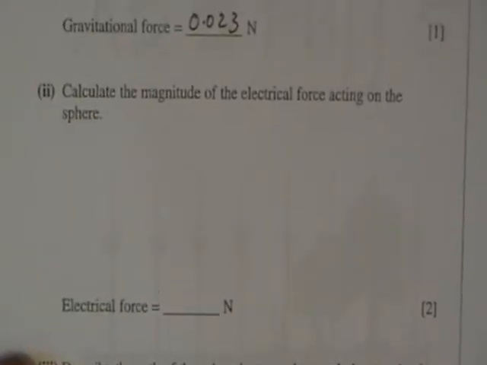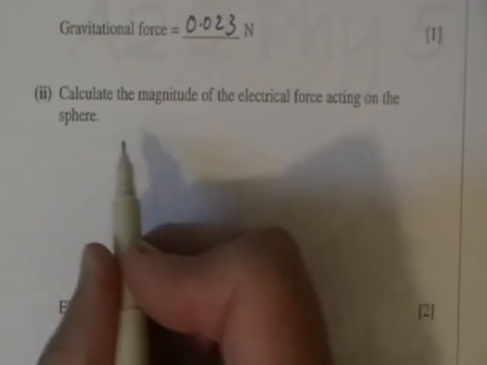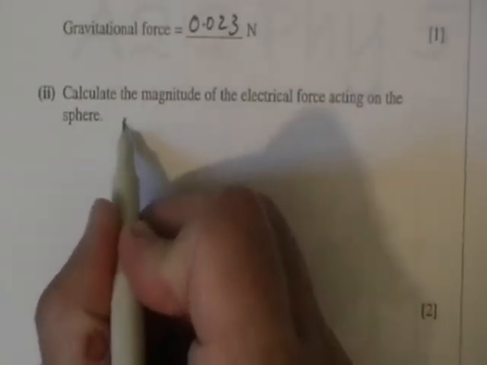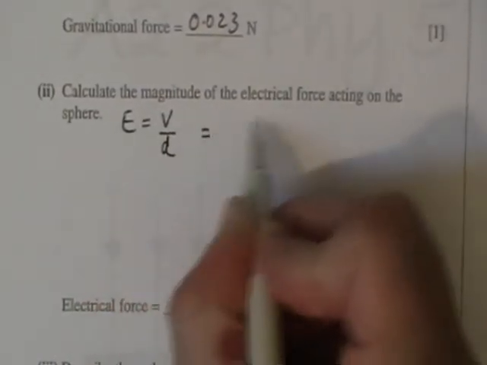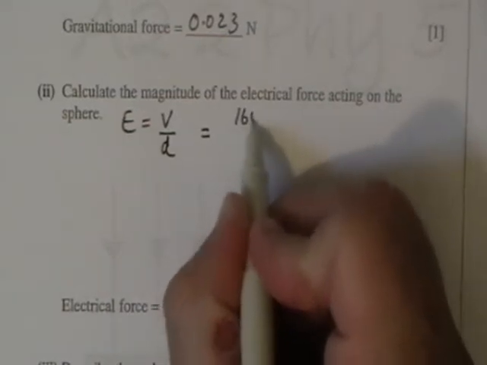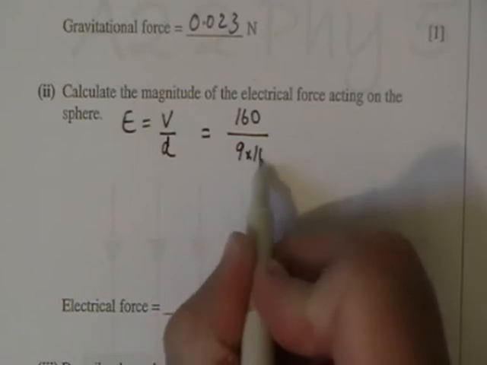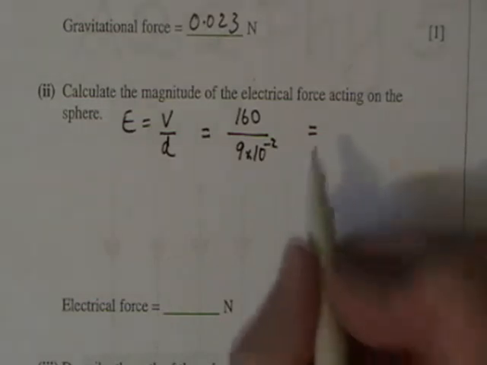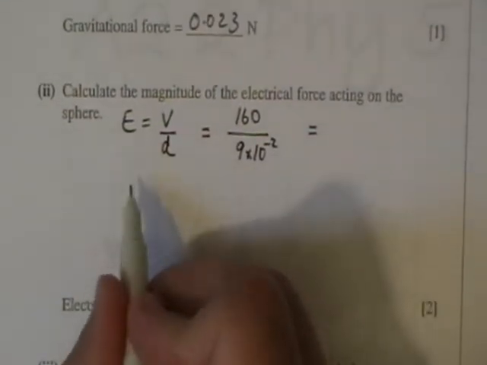Calculate the magnitude of the electrical force acting on the sphere. Well, the electrical force is caused by this electric field between two plates, and field strength is equal to V divided by D, which is equal to, well, we were told it was 160 volts, and D was 9 centimeters, so that's 9 times 10 to the minus 2. And from that, okay, we can get a value for the field strength.